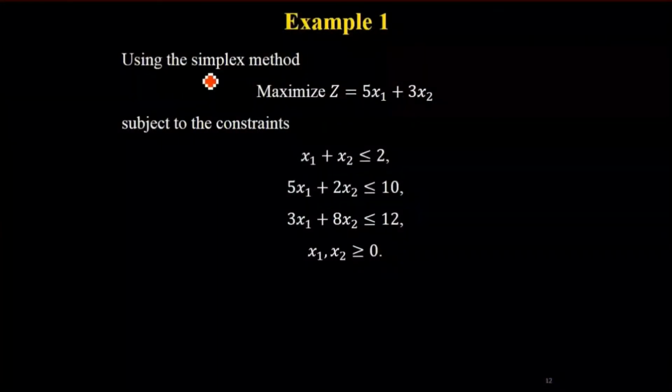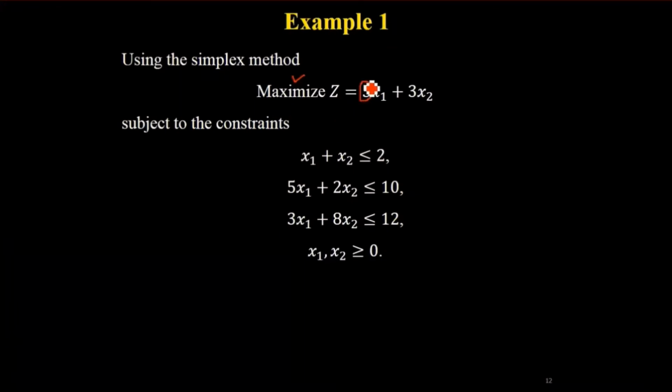We are given, using the simplex method, maximize z = 5x1 + 3x2 subject to the constraints x1 + x2 ≤ 2, 5x1 + 2x2 ≤ 10, 3x1 + 8x2 ≤ 12, and x1, x2 ≥ 0. Now what we get from this problem: we have to find out that it is a maximization type of problem.